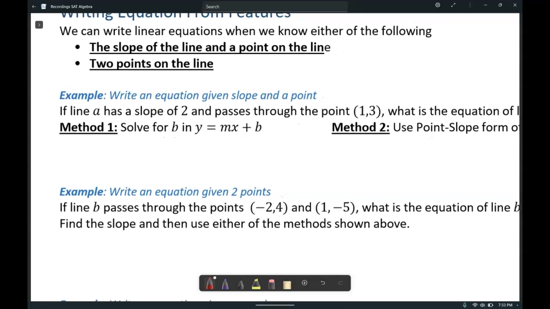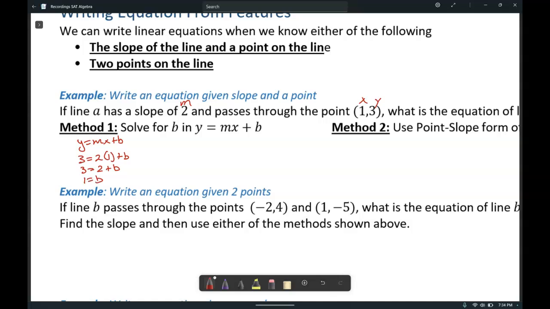So in method 1, in order to write an equation, we need slope and we need intercept. So we can start with y equals mx plus b. We're given slope and a point, and we can solve for b just like we did in an earlier lesson. So we can put in, with y equals mx plus b, our slope as well as the x and y value of the given point. 3 equals 2 times 1 plus b.